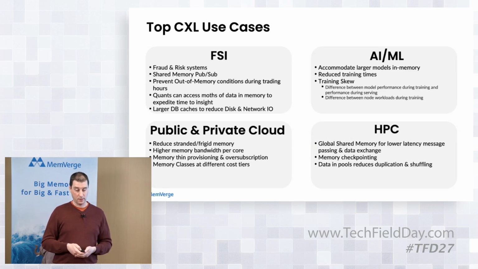Public-private cloud, we've talked a lot about, again, reducing the stranded and the frigid memory, memory bandwidth, different memory classes, offering that out at different price points to the end users. And then for HPC, again, they're probably looking more at the pooling, sharing kind of features to reduce the MPI traffic over the network that they currently suffer with today.